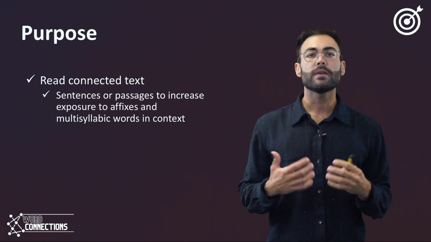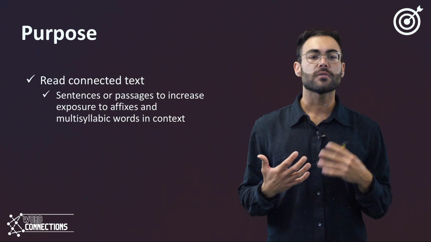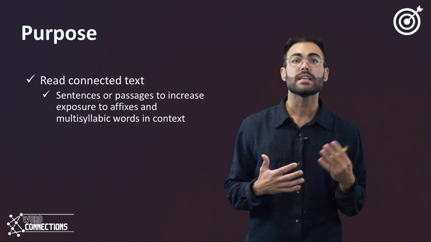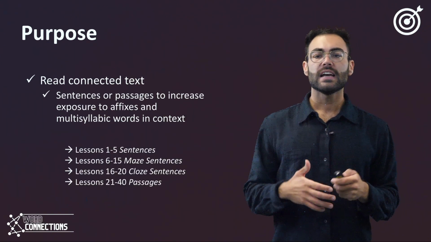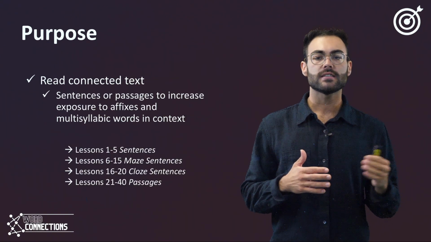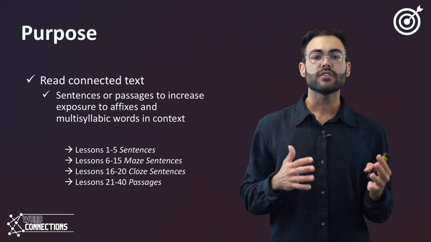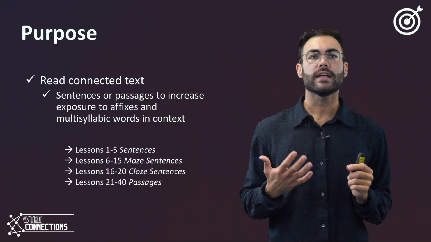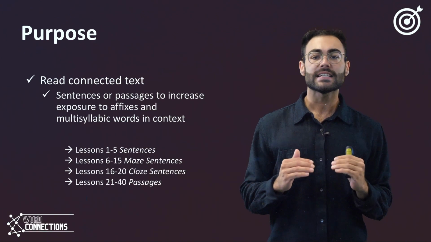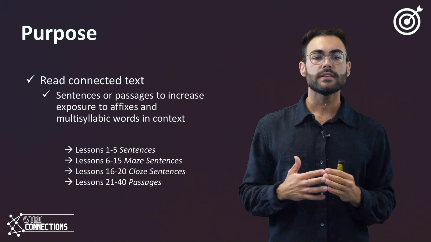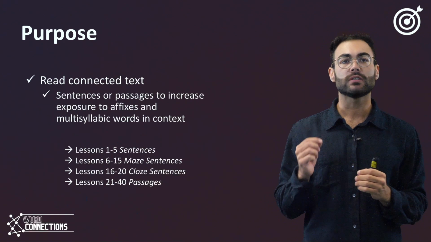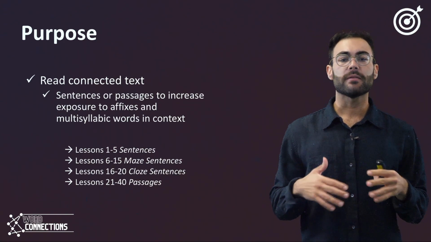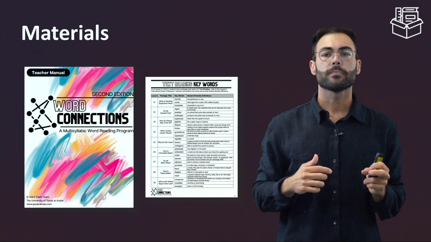The connected text students will be engaging in are either going to be sentences or passages, and this is meant to increase exposure to affixes and multisyllabic words in context. In lessons 1 through 5, students are going to be reading sentences. Then in lessons 6 through 15, those sentences change to maze sentences, where students will circle the correct multisyllabic word when given 2 options. In lessons 16 through 20, students will read close sentences, where they have to choose an affix missing from a multisyllabic word. And finally, in lessons 21 through 40, students are going to be reading passages or informational text.